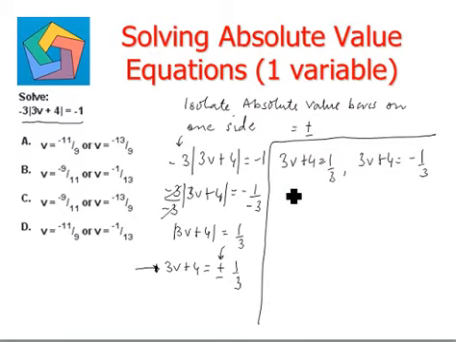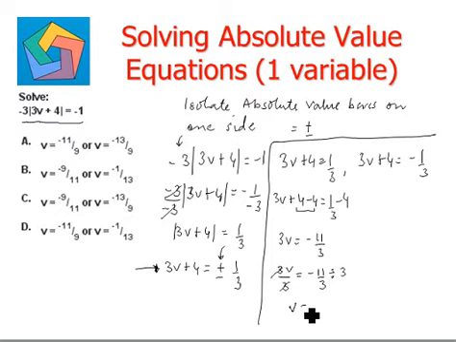So first we subtract 4 from both sides to find out the value of v. This becomes 0. 3v equals negative 11/3. Dividing by 3 on both sides, we get v equals negative 11/9.